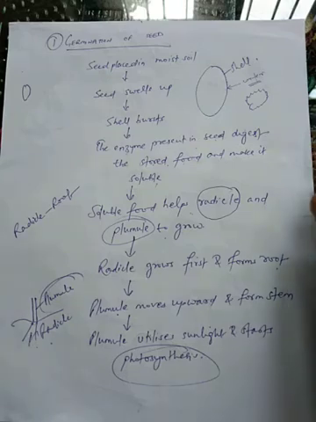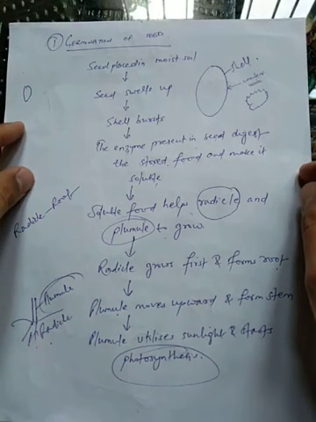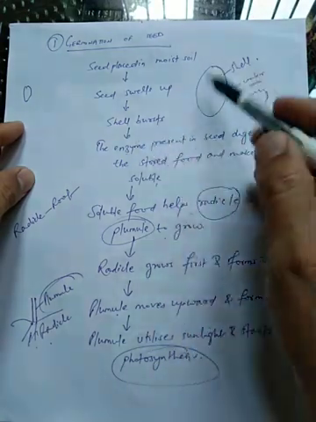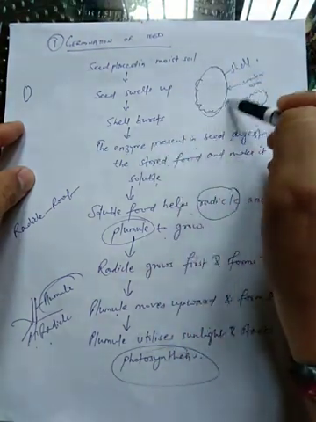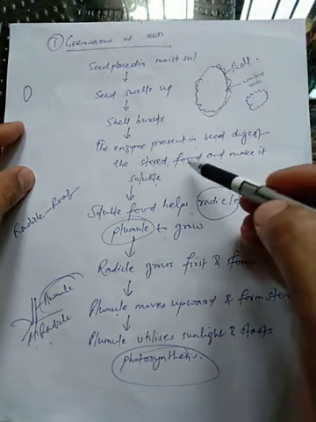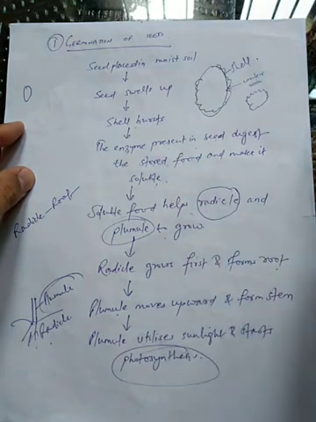Now what happens during the process of germination? The seed is placed in the moist soil. The seed swells up. The shell, that is the outer covering of the seed, bursts, and the enzyme present in the seed digests the stored food and makes it soluble.